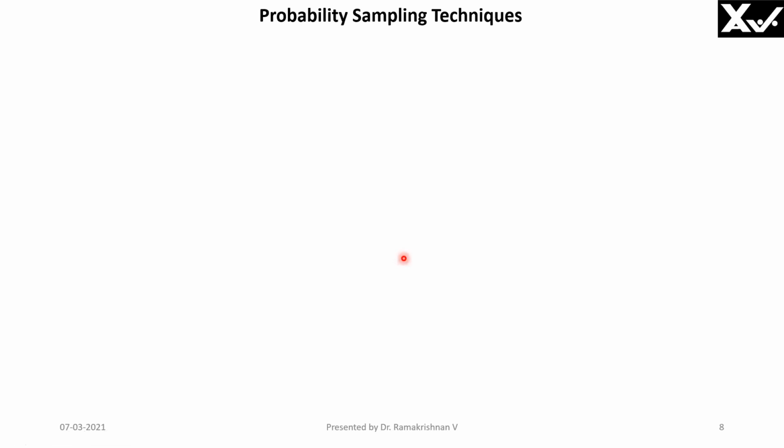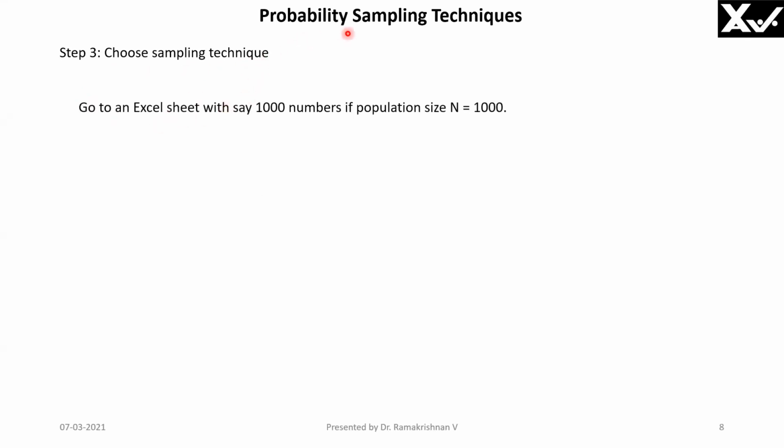If it is low, it will not be accurate. The result will not be accurate. Step 3 is choose a sampling technique. We will see 4 techniques in probability sampling.